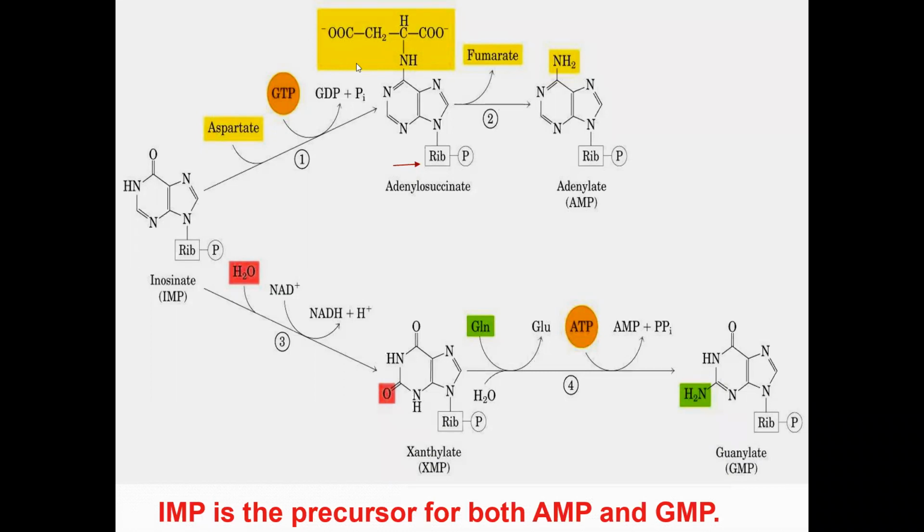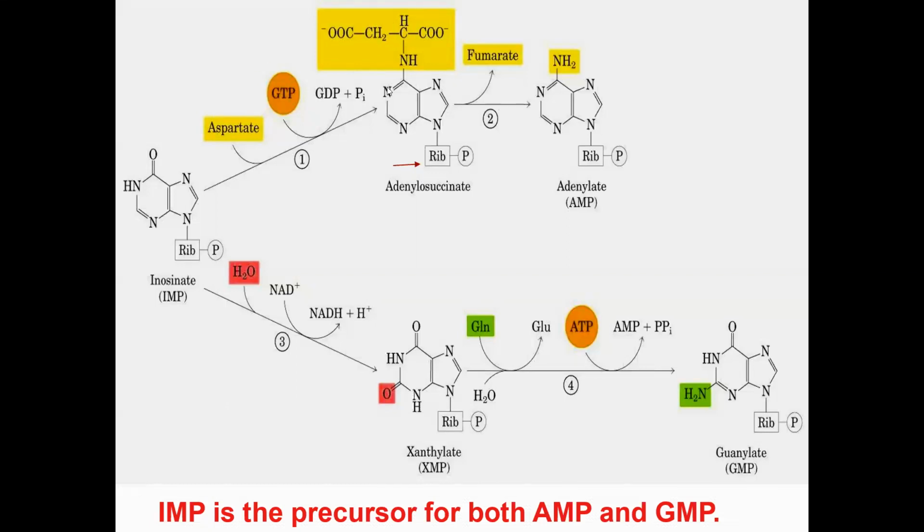Here you can see that the inosinate, that is inosine monophosphate, when it reacts with aspartate, the enzyme is synthetase, there occurs formation of adenylosuccinate, where this aspartate moiety is completely fused with this ketone group. If you remember the structure of aspartate, that is COO-CH-NH2-COO, you can directly put this structure over here.